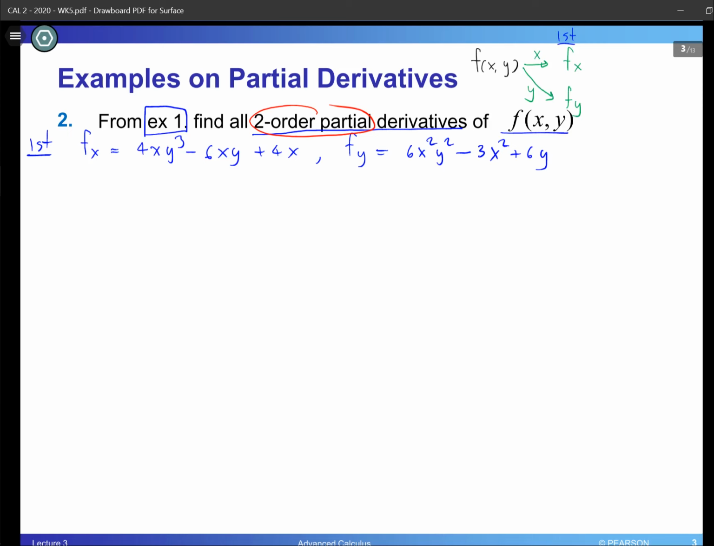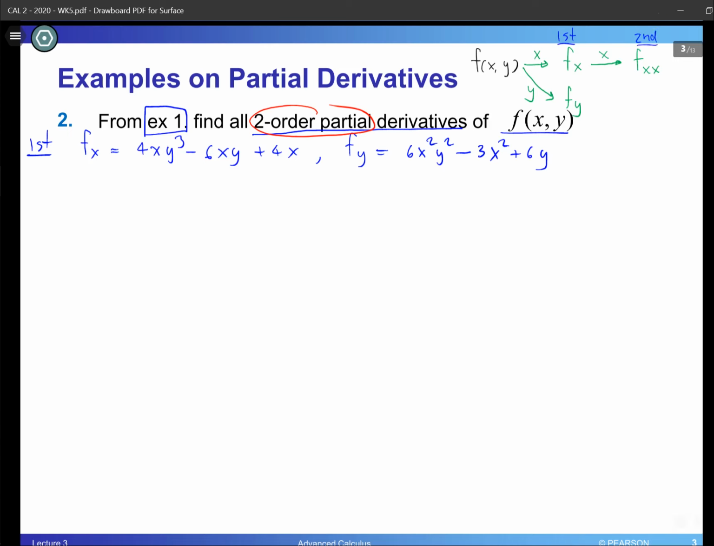Now we have to move further, which means that we are going to diff again. For this fx, I can diff this again with respect to x to get this second order partial derivative. And it's going to be called fxx. Okay, so make a head note right here. This is second order partial derivative.